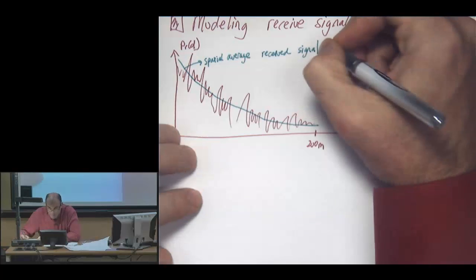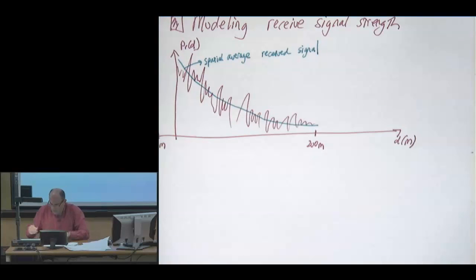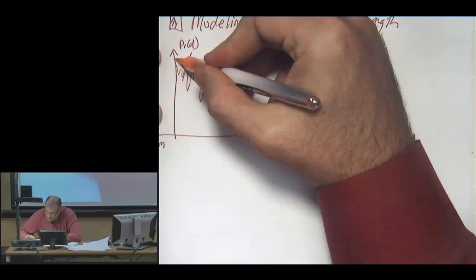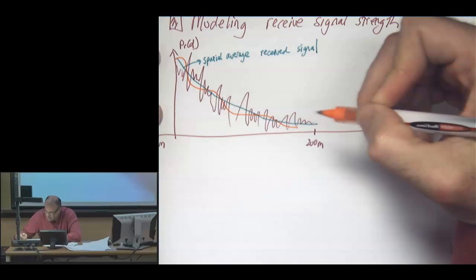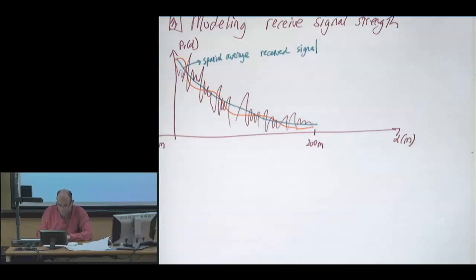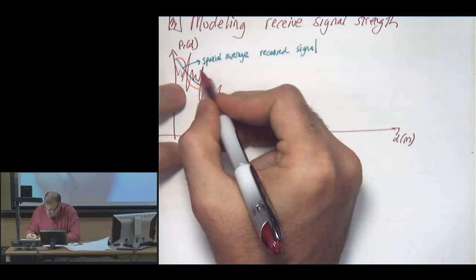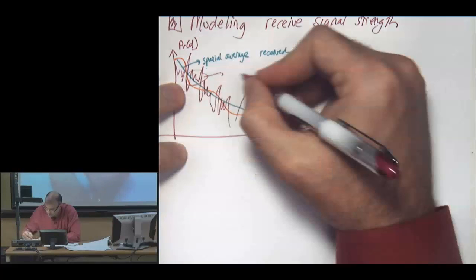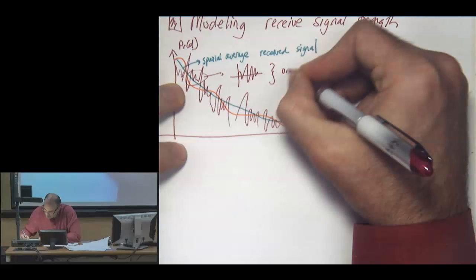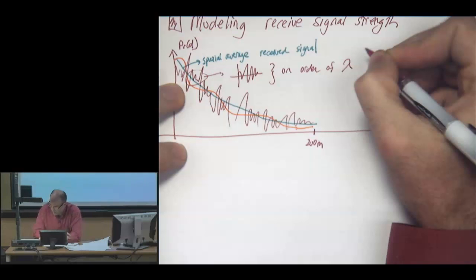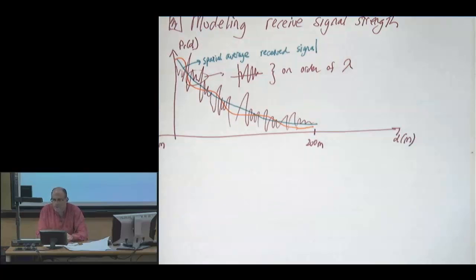And that may actually be too fine. So what we're also going to look at is a more local average, and then a very fine non-average signal. If we zoom in on the order of a wavelength, what we'll see is that the average received signal is roughly the same.